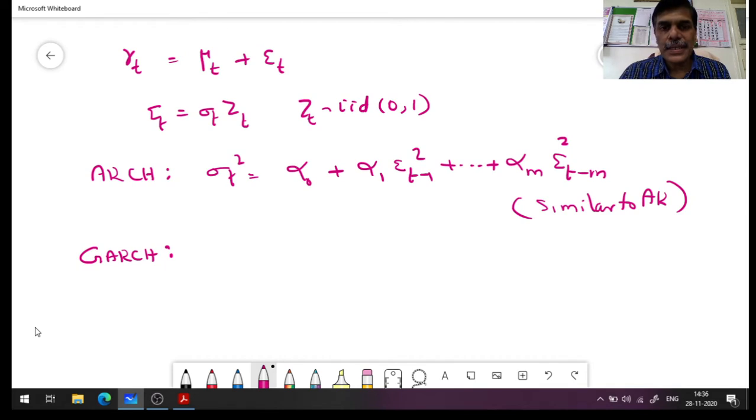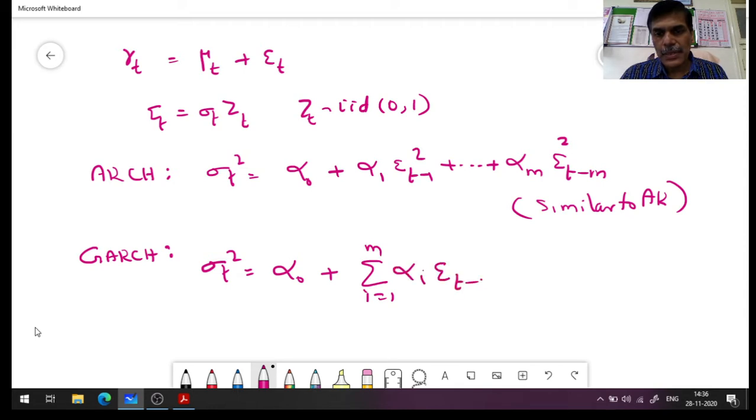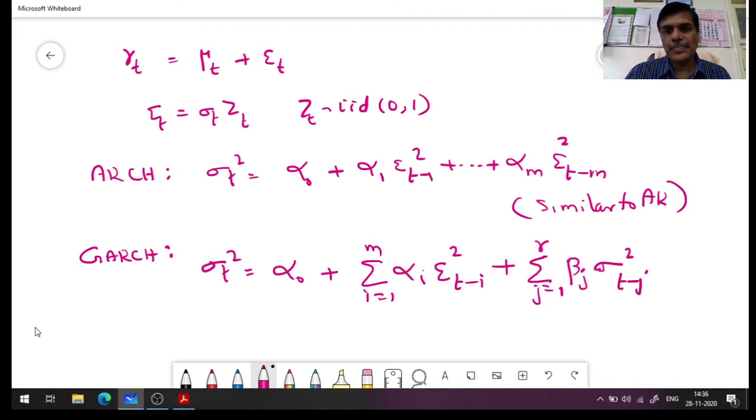Now in the case of GARCH, what we are going to do is that, apart from these errors, at the time point t, the volatility which happened on the previous day is also going to affect the volatility today. So that will be much more reasonable. So I will have a model like this: sigma_t square is equal to alpha naught plus summation i equal to 1 to m alpha_i epsilon_{t-i} square plus summation j equal to 1 to r beta_j sigma_{t-j} square. So this is called a GARCH(m,r).